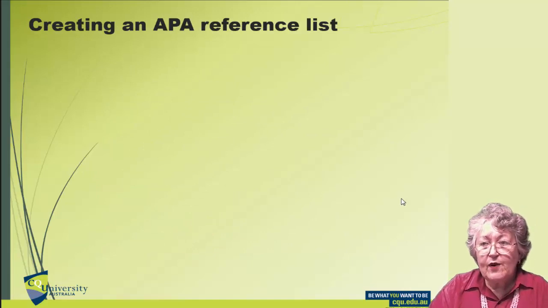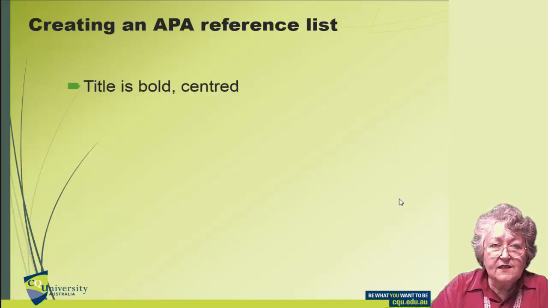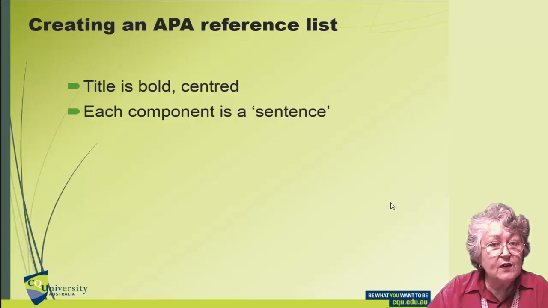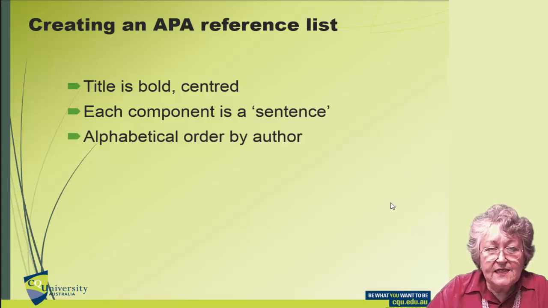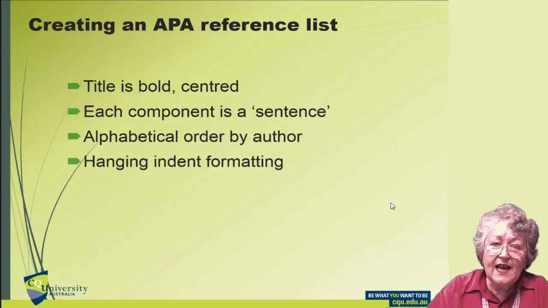Now, creating an APA reference list is the one area where students often find themselves falling apart, but it's not all that difficult. The title APA references is bold and centered. Each component of the references, that is all of those 4 items that you had to find, is classified as an individual sentence. That is, it begins with a capital letter and ends with a full stop. It is presented in alphabetical order by author's first name, and that includes if the author happens to be an organisation, and it has a hanging indent.